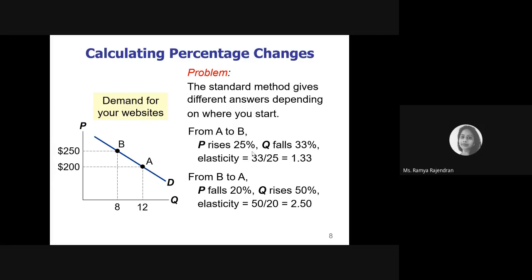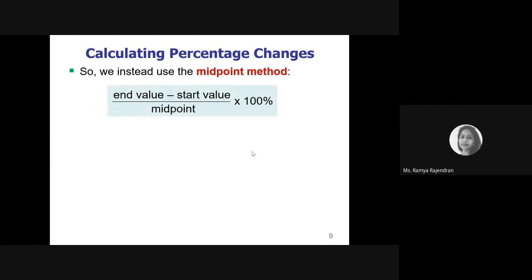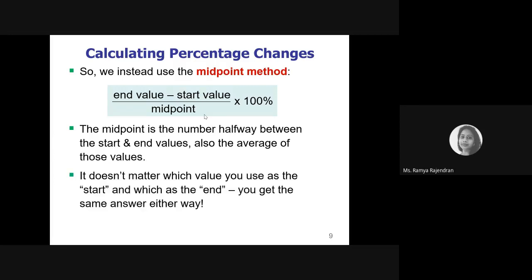So we can solve this problem by using the midpoint method. Instead of having a start value in the denominator, if you use a midpoint, you can have the same numbers in both elasticities. From A to B or B to A, you will have the same answer.